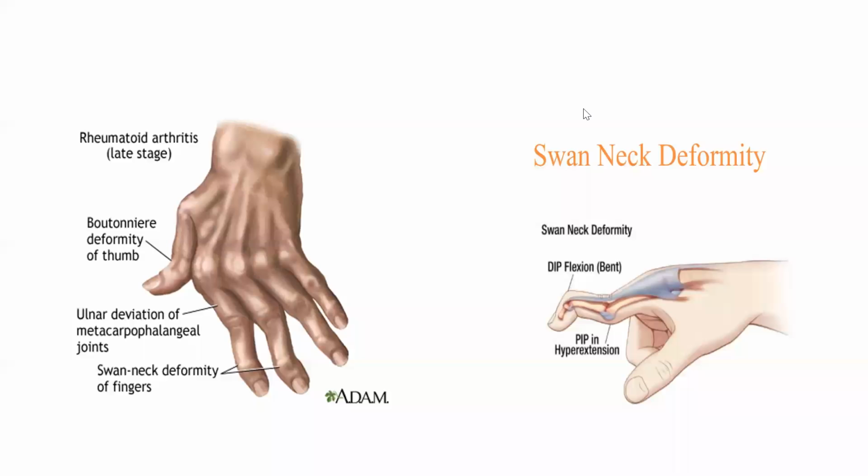Consider this would be the swan. This is the flexion, and this is the extension. So it looks like a swan neck. There's a flexion in the DIP and extension in the PIP joint. So this is a swan neck deformity, what we see in rheumatoid arthritis. The other type of deformity, I will show you. So in rheumatoid small joints, one is swan neck deformity.